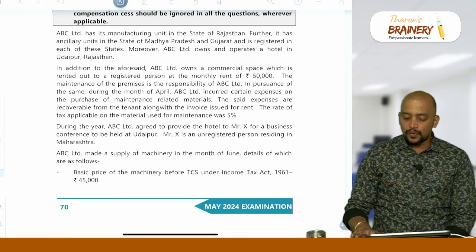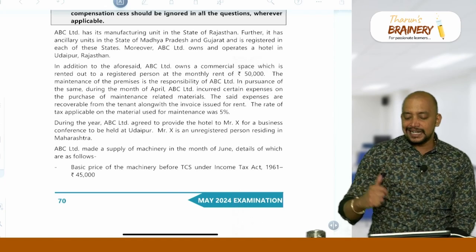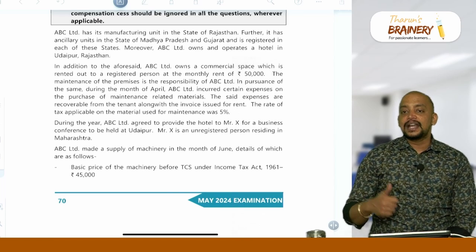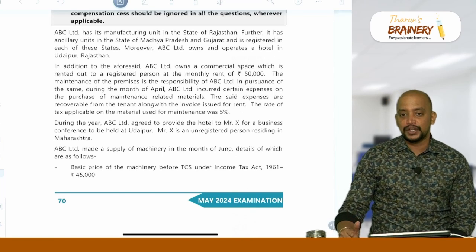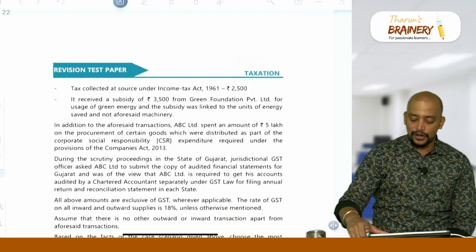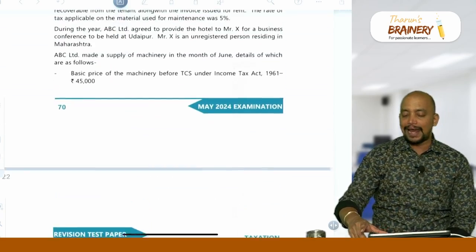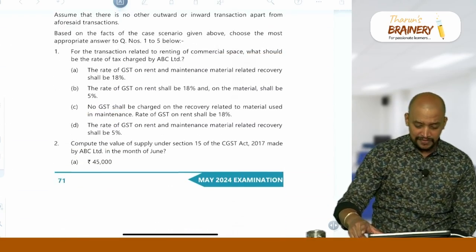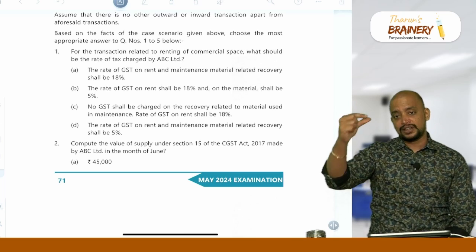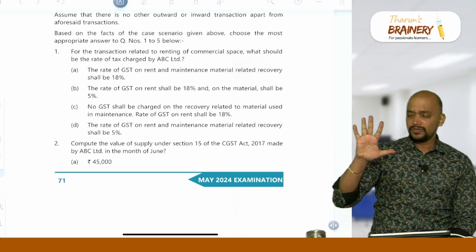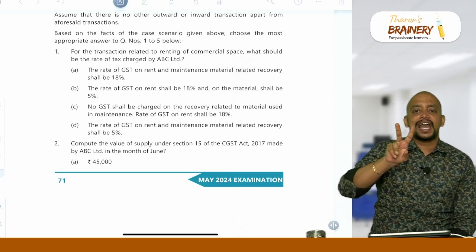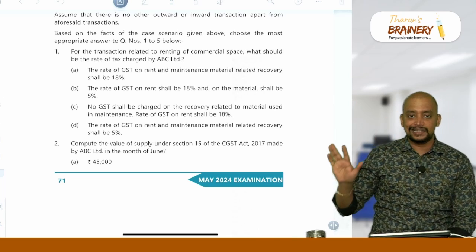So usually what will happen is that you will get an integrated MCQ question, a case scenario MCQ question. They will give one big paragraph. After this paragraph, there will be some questions based on it. So 5 questions, each question carries 2 marks. So 10 marks, like that they will be giving.